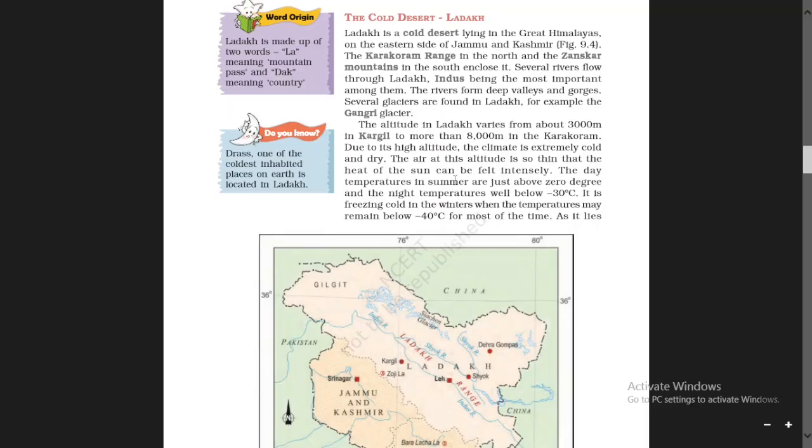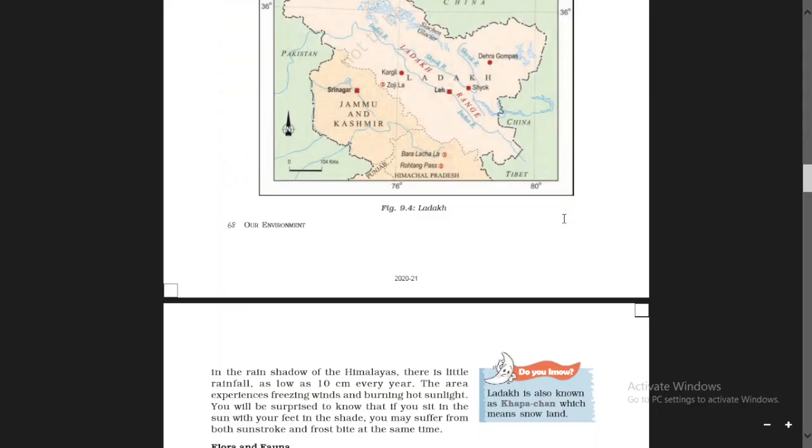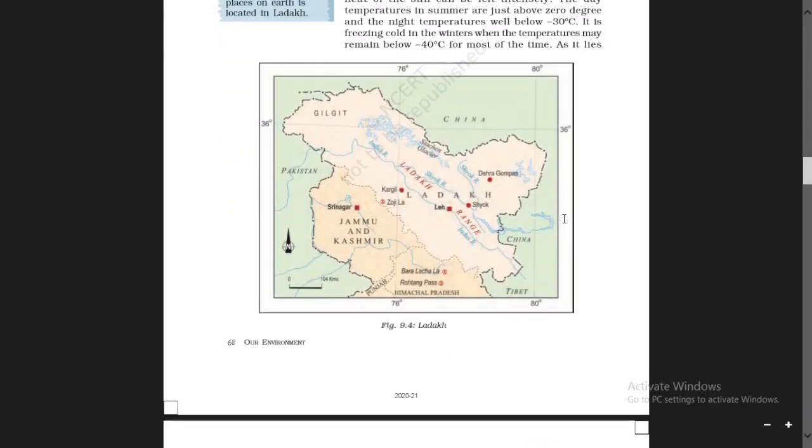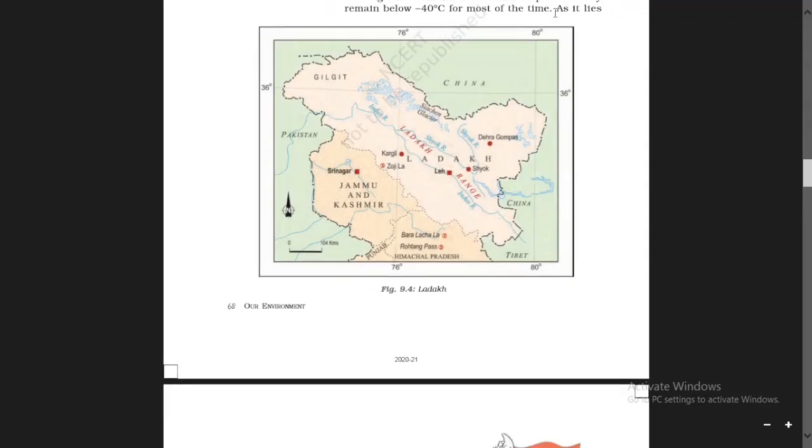The day temperatures in summer are just above 0 degrees and the night temperatures well below minus 30 degrees Celsius. It is freezing cold in the winters, when the temperatures may remain below minus 40 degrees Celsius for most of the time. See, we find the day temperatures in summer just above 0 degrees and the night temperatures well below minus 30 degrees Celsius. It is a very cold area in winters, when the temperatures may remain below minus 40 degrees Celsius for most of the time.